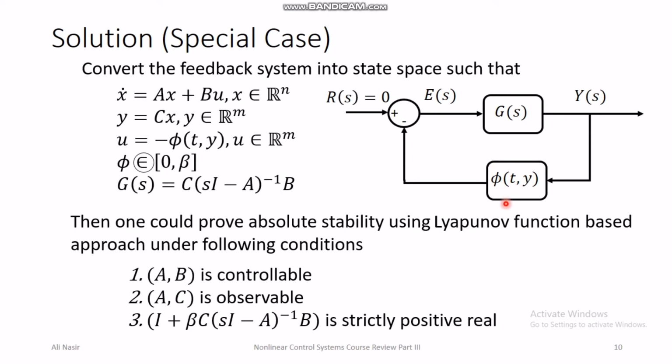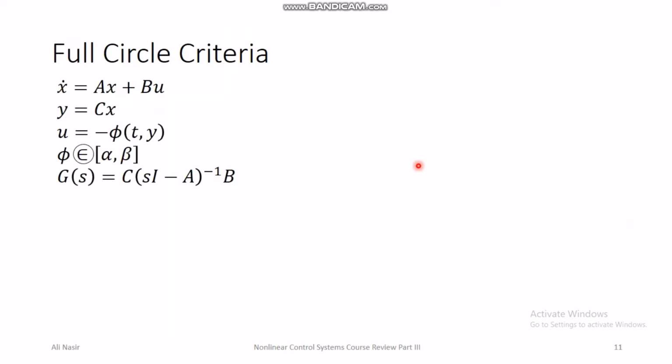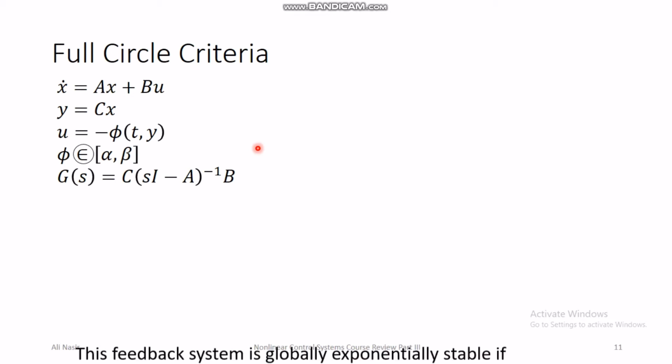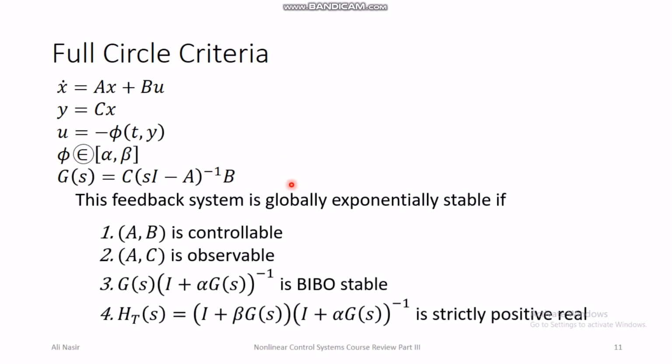This is the result for the special case where the sector starts from 0, but for the general case you have the full circle criterion, where the sector is from alpha to beta. For the general case, the feedback system is globally exponentially stable if (A, B) is controllable and (A, C) is observable. These two conditions are the same. Then the third condition is that G(s), which is C (sI minus A) inverse B, times the inverse of identity plus alpha G(s), should be BIBO stable.